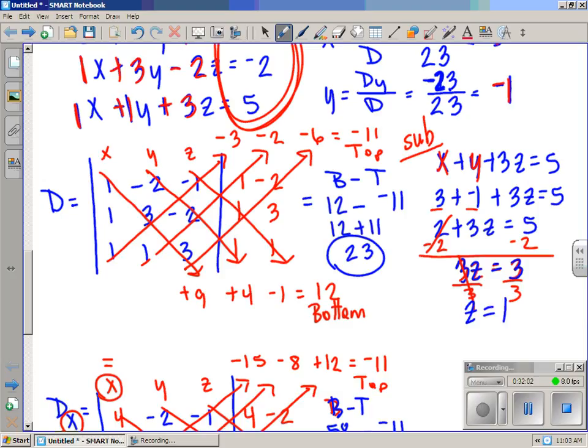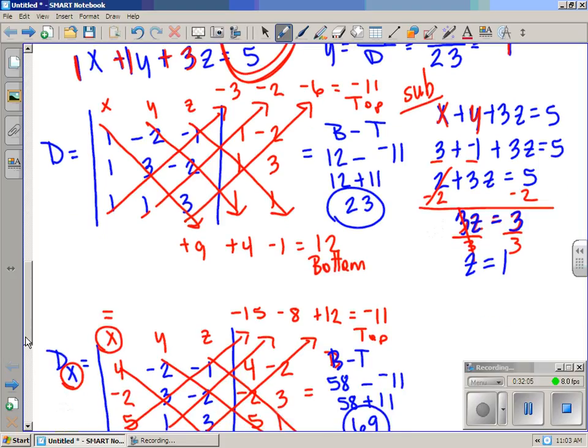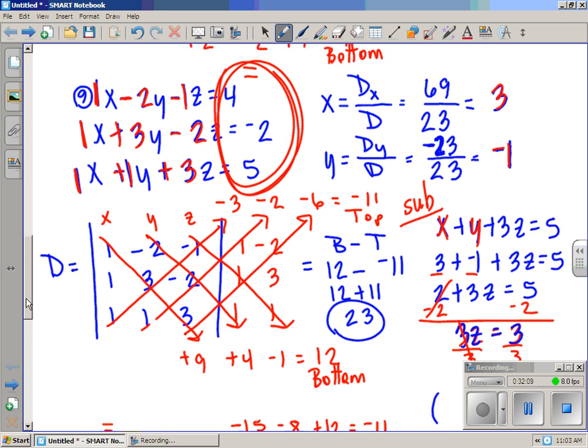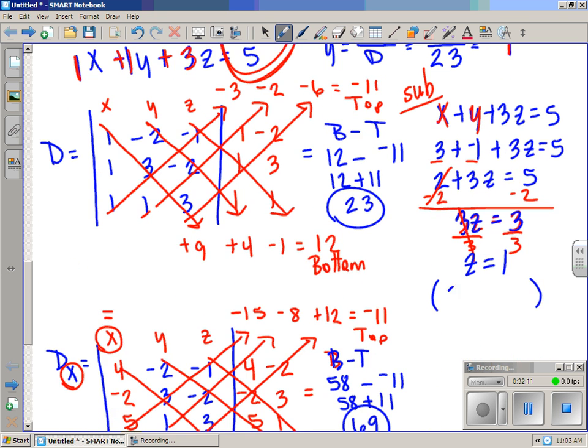So our answer, remember, needs to be written in ordered triple form. Our x was 3. Our y was negative 1. And our z is 1. So our answer is 3, negative 1, and 1. And that is how you do determinants.